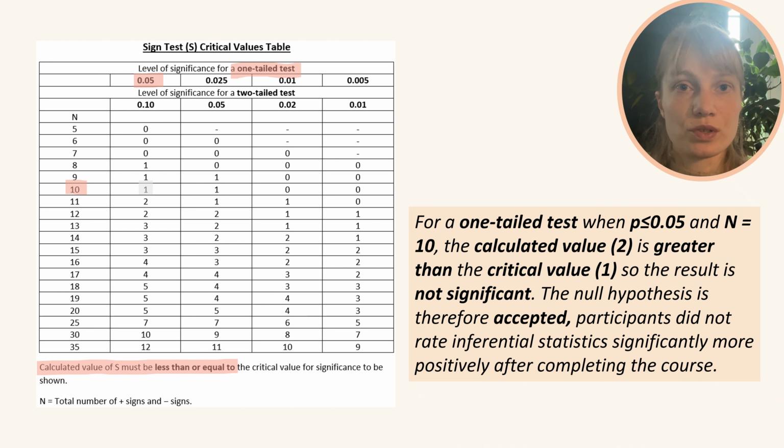So this is how the results could be reported fully. For a one-tail test, where p is smaller than or equal to 0.05 and N equals 10, the calculated value, 2, is greater than the critical value, 1, so the result is not significant. The null hypothesis is therefore accepted. Participants did not rate inferential statistics significantly more positively after completing the course.